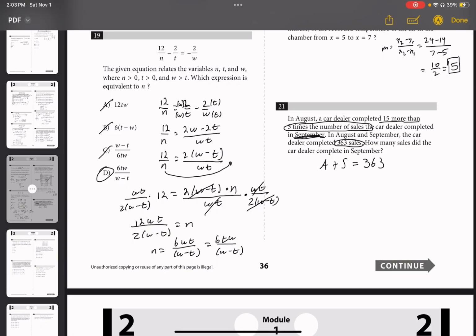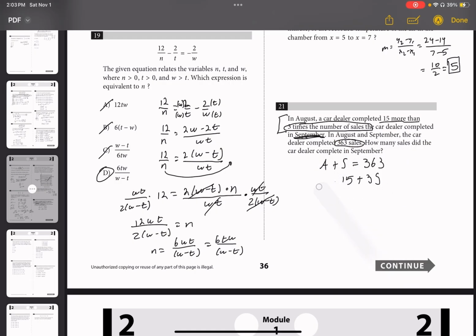And now we need to build our other equation to make a system of equations we can manipulate to solve for a variable. We're going to make our second equation from this first part over here. In August, a car dealer completed 15 more than 3 times the number of sales completed in September. So 15 more than 3 times the number of sales in September. So now we have our system of equations.